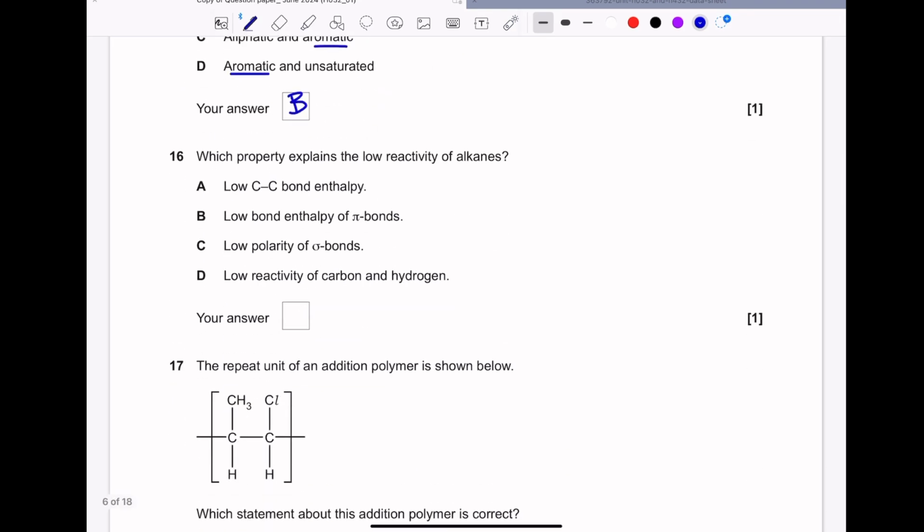Question 16 is which property explains the low reactivity of alkanes? So the low C-C bond enthalpy. Not true, because if it were low, it's easier to break, making it more reactive. So this is contradictory. Option B is low bond enthalpy of the pi bonds. Well, this is true, but it's true for alkenes, not for alkanes. Right, so this is also not the answer. Low bond polarity of the sigma bonds. Yes, this is true. The low polarity makes it not susceptible to other molecule attack. So the answer is C.